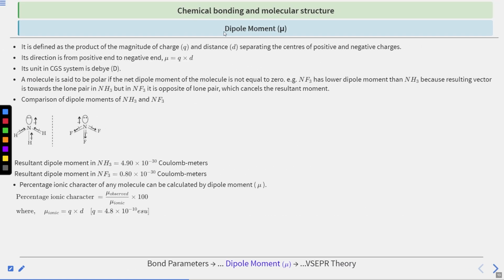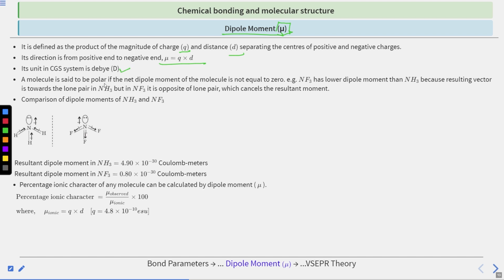Moving to the next topic, that is dipole moment, represented by mu. This symbol is pronounced as mu. Dipole moment is defined as the product of the magnitude of charge, that is q, and distance, that is d, separating the centres of positive and negative charges, right? Its direction is from positive to negative. So mu is equal to q cross d. Its unit in the CGS system is debye, represented by capital D.